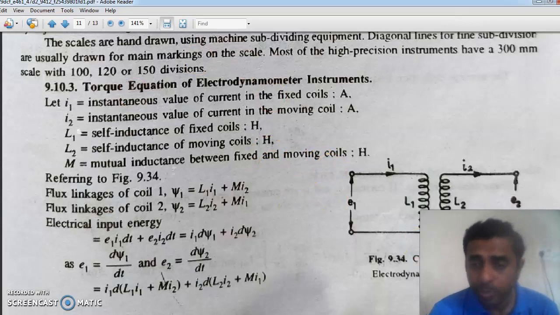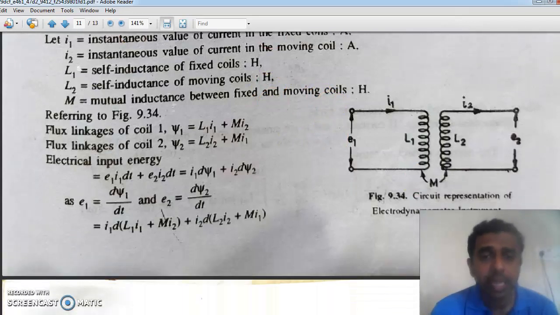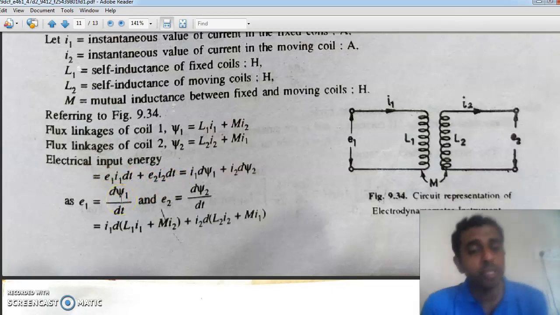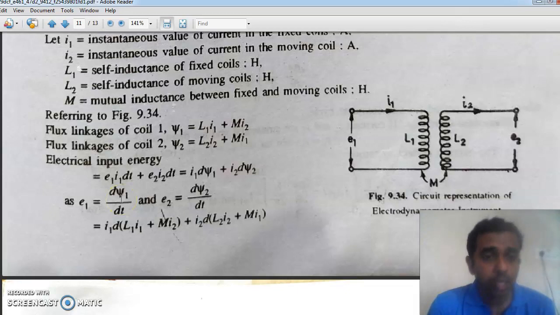Now we know that the flux linkage psi1 is nothing but L1 I1 plus M I2, where M I2 is due to the current I2. Likewise, psi2 is L2 I2 plus M I1. The total electrical input energy is E1 I1 dt plus E2 I2 dt. E1 is the EMF induced whenever there is a change in flux linkages, so E1 is d by dt of psi1, and E2 is d by dt of psi2. If you substitute the values of psi1 and psi2 here, you will get this.